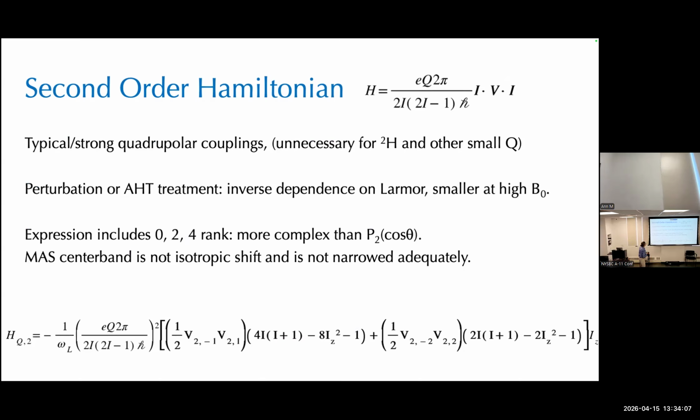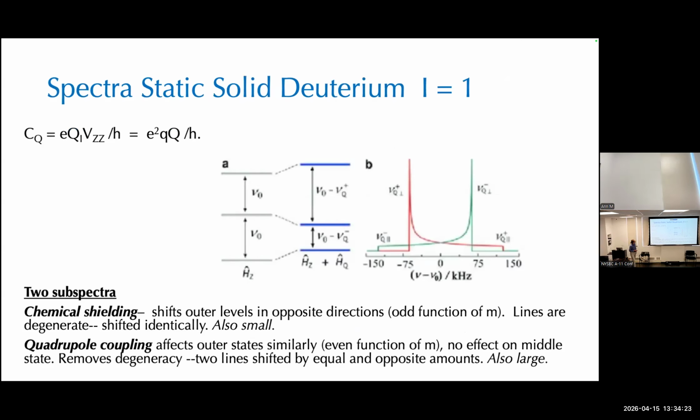And you can get it out of average Hamiltonian or perturbation treatment, and it will involve higher rank pieces. So there's the result, but we're going to look at its properties, what people use it for, tomorrow. Now, a spectrum.